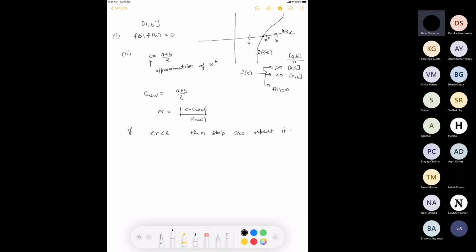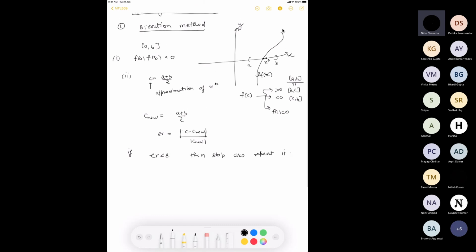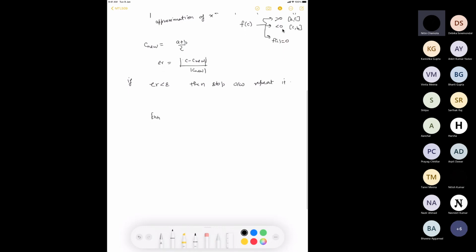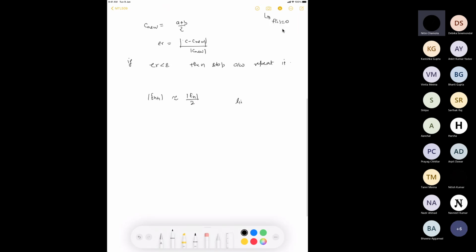Right? So this is the basic idea of the bisection method, that each time you find the midpoint of the interval which brackets the root, and that midpoint is nothing but the approximation of the root. And we saw that the error at the n plus 1th step is approximately half of the error at the nth step, right? That is, this algorithm converges linearly.